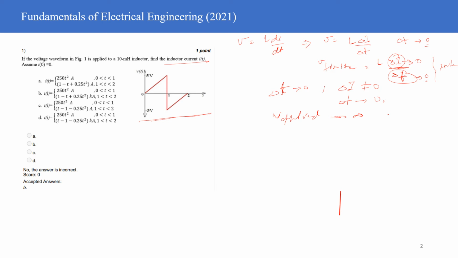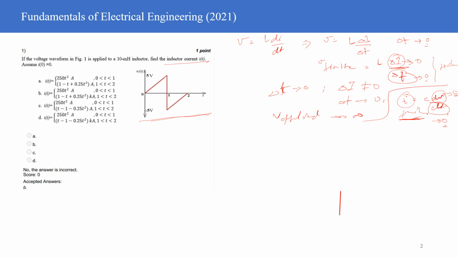The dual nature of the same is seen in a capacitor. In a capacitor, I is equal to C dV by dt. So for a small change in time, that is delta t tending to 0, delta V must be tending to 0 for I to be finite. So the current applied in a capacitor must be finite in a practical scenario to bring about a finite change in voltage.